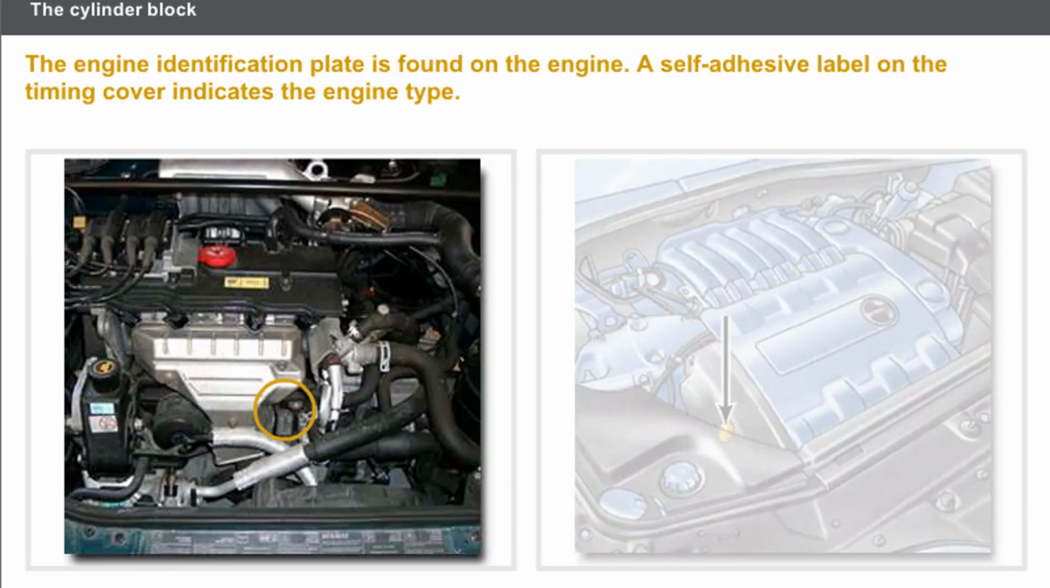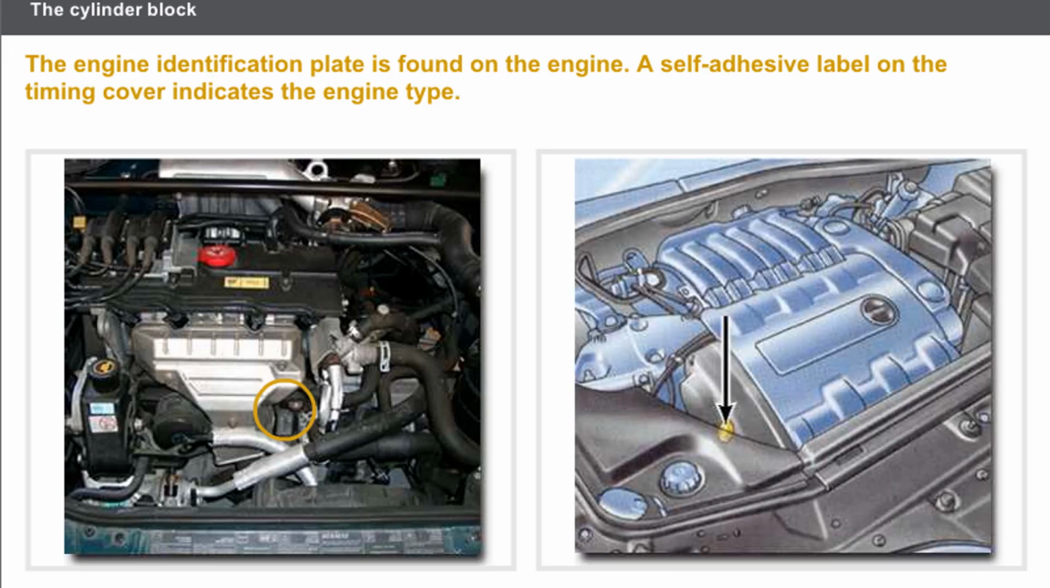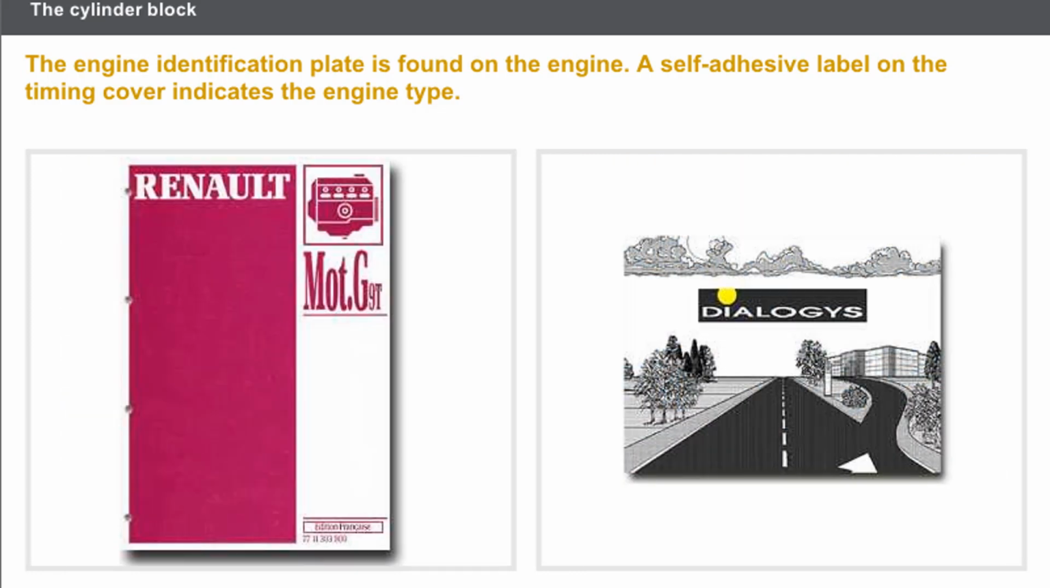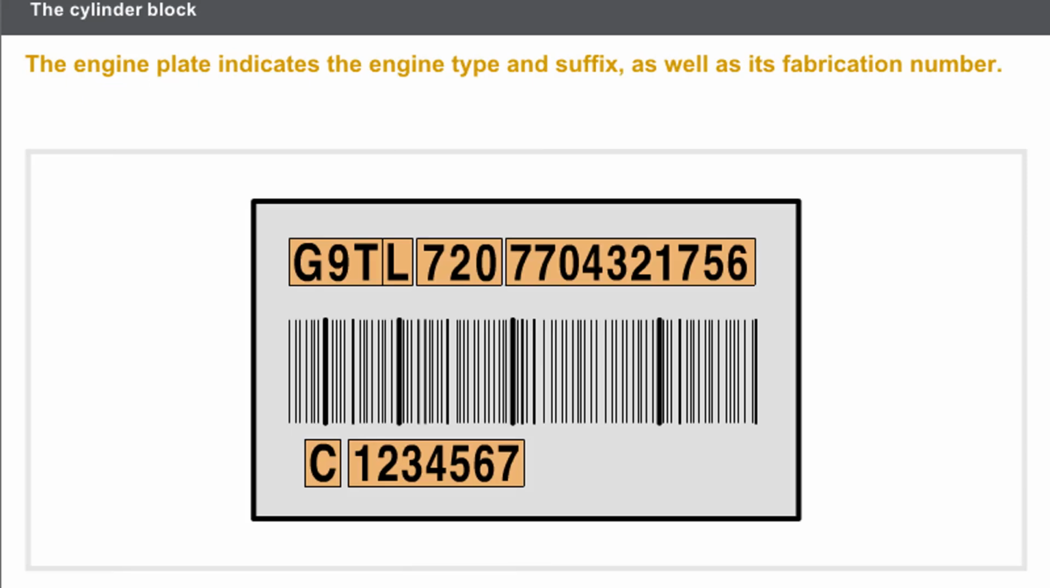The engine identification plate is stamped, riveted or bonded to the engine. It is not always accessible, but more often a self-adhesive label is located on the timing cover, which indicates the engine type. To find out the exact location of the engine identification plate, refer to the Component Workshop Repair Manual or to Dialogis. Here is a description of an engine identification plate.